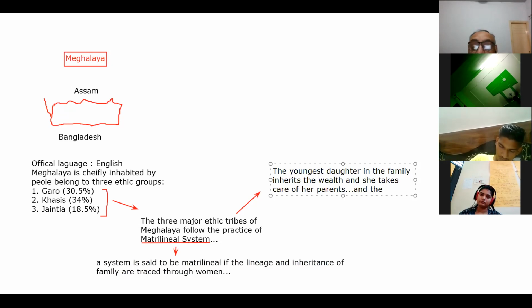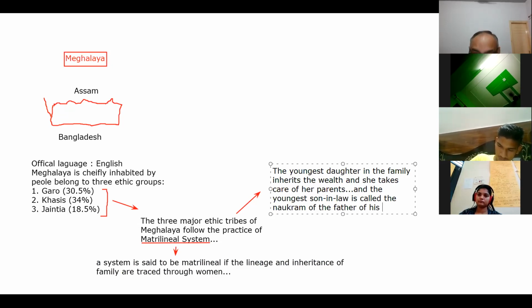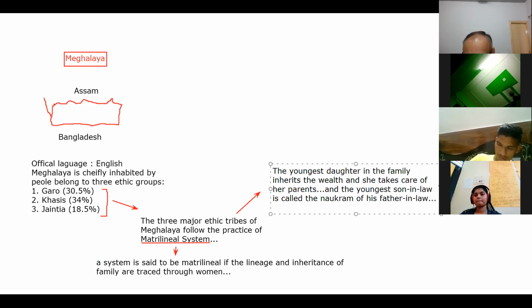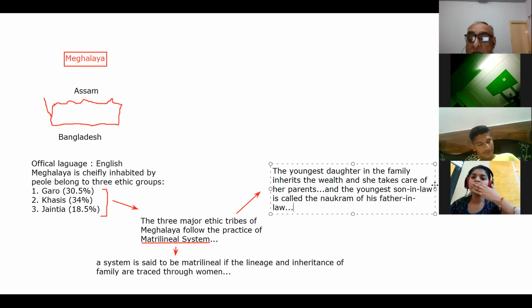And the youngest daughter's husband, the son-in-law, is called the nokrom of the father of his wife, which means his father-in-law. This is the unique characteristic of Meghalayan society, and all the three tribal groups, Garo, Khasis, and Jaintias, have this similar feature, right?